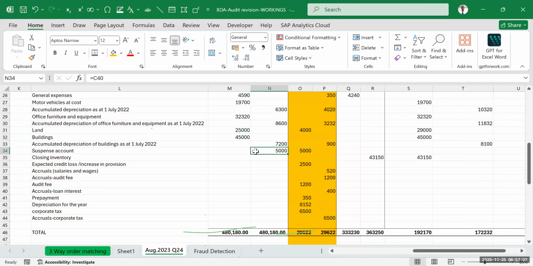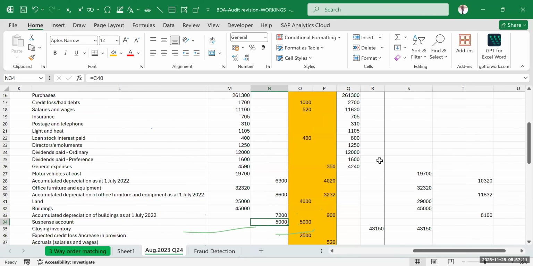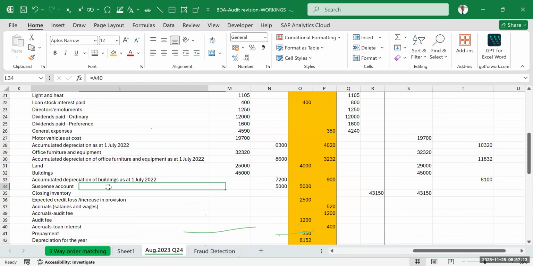Then suspense account. Do we have suspense account in the balance sheet? No, but it is. Do we have it in the income statement? Somebody tell us. Do you think suspense account will affect our income statement? Do you think in the income statement we need to recognize suspense account?